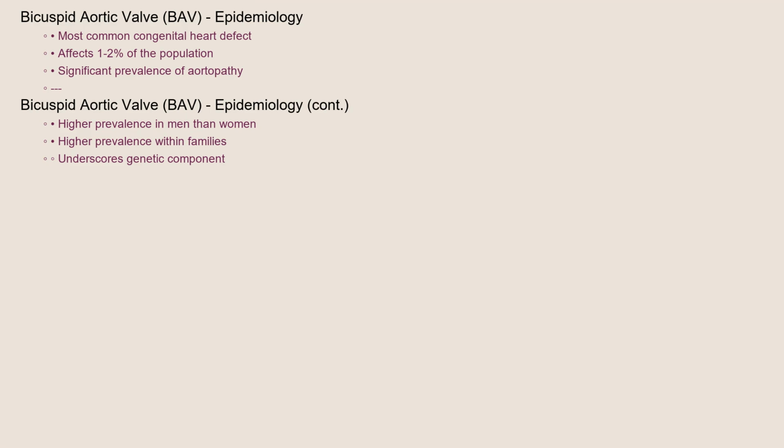Epidemiologically speaking, bicuspid aortic valve is the most common congenital heart defect, affecting approximately 1 to 2% of the population. The prevalence of aortopathy in individuals with BAV is significant, with a substantial number developing aortic dilation throughout their lives. Men are more likely to be affected than women. The prevalence is higher within families where BAV is already present, underscoring the genetic component.